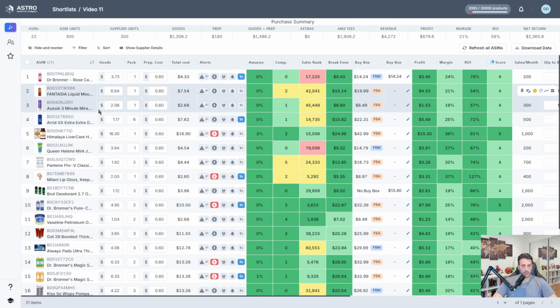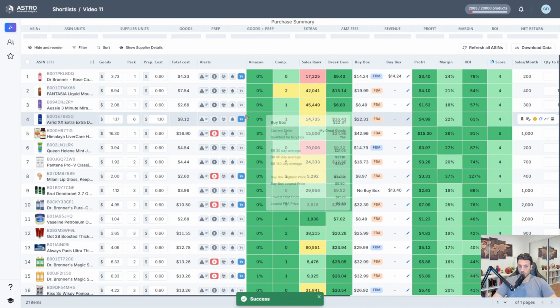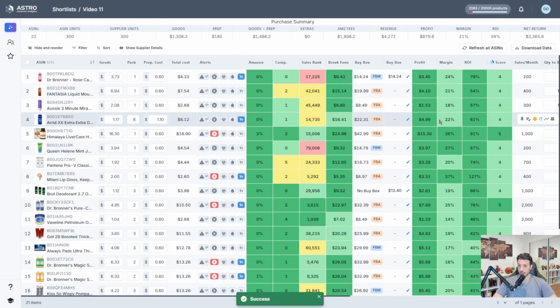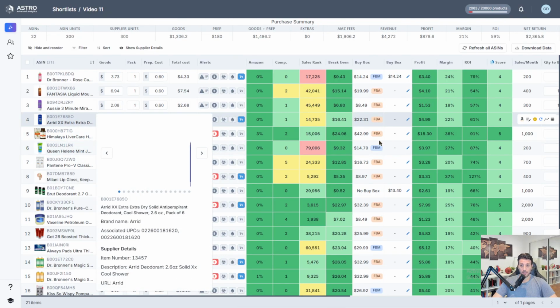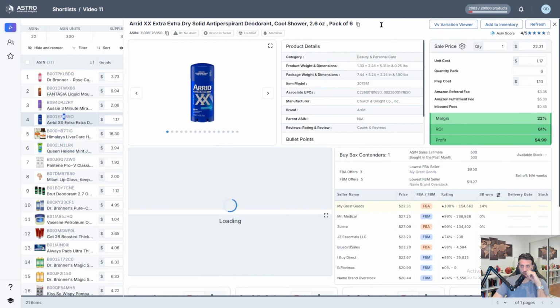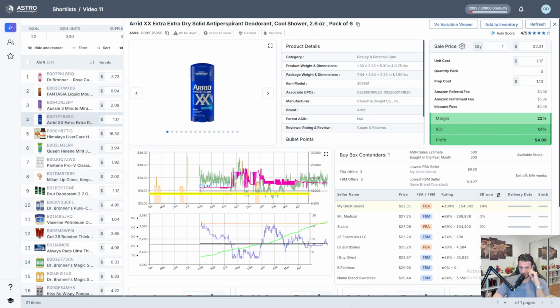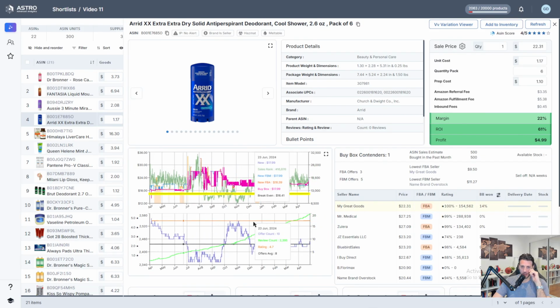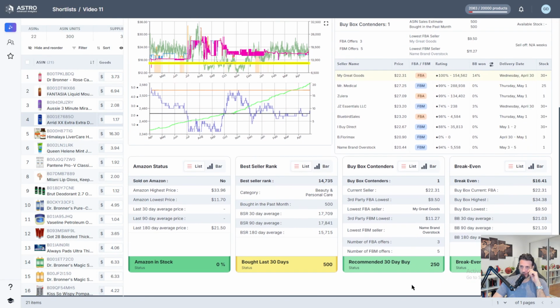Next, this is a pack of 6. It is being considered as a pack of 6. So $1.17, pack of 6. My prep comes to about $1.10 if it's a multi-pack per unit, so I have to increase that there. It's still profitable. It's still 61% ROI, so that's good. Let's take a quick look at the numbers. Again, the chart looks fine. Everything looks safe here. Quite a few sales.